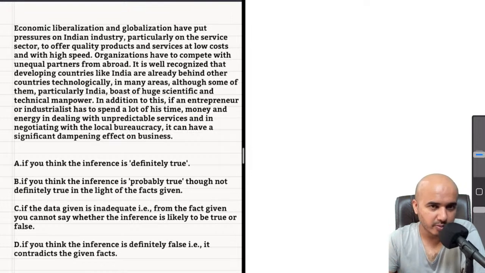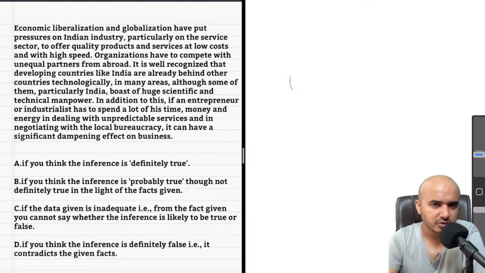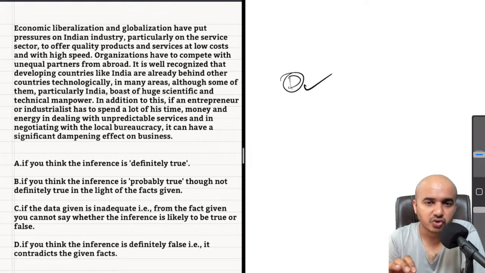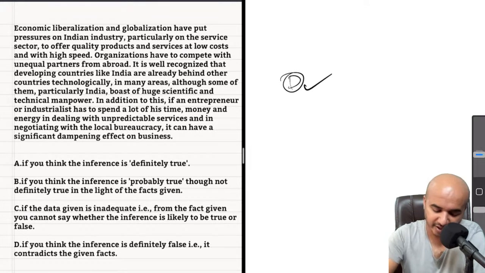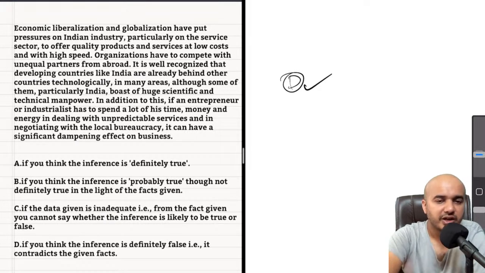Obviously, it is probable that India is in no way at par with the developed countries, at least in terms of technological development. So therefore, I will go with option D, wherein we say no. Whatever you have inferred is not true because of the statement given here in the passage, wherein they very categorically mention we lag behind others even though we have scientific and technical manpower. So we can't come to such a conclusion.